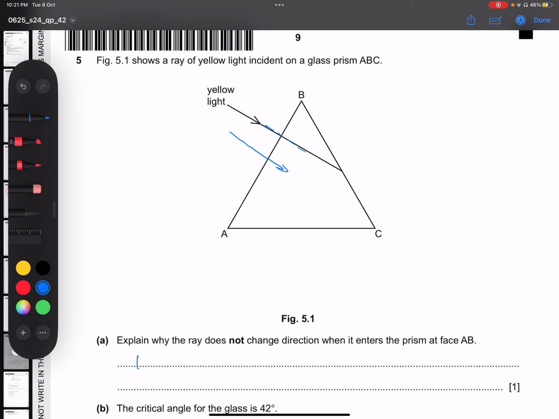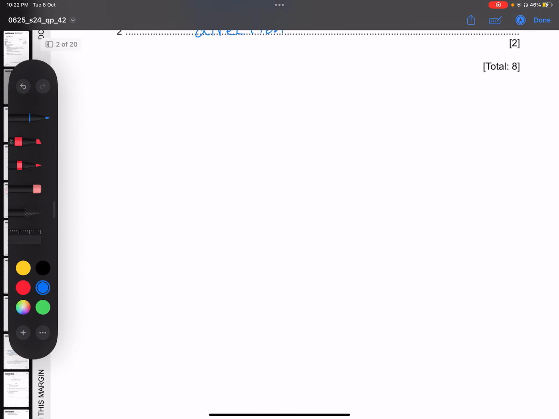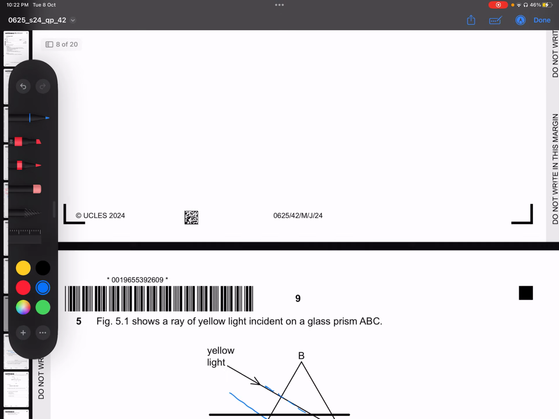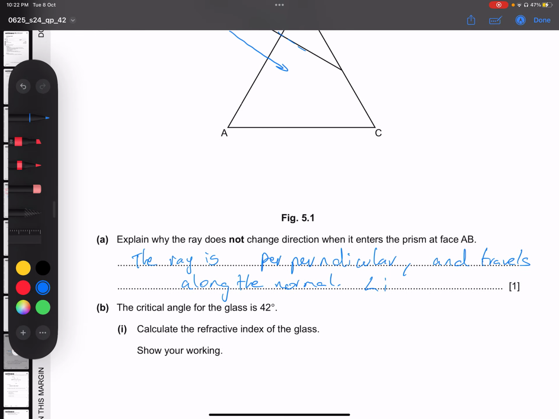So the ray is perpendicular and travels along the normal. And you can also say angle of incidence. I'm using the short term, but remember to always write angle of incidence. Do not write the symbols, but I'm using it here. Angle of incidence is equal to 0 degrees.